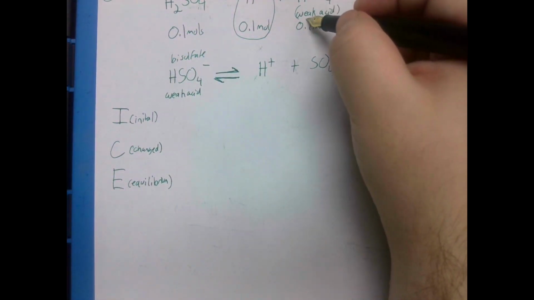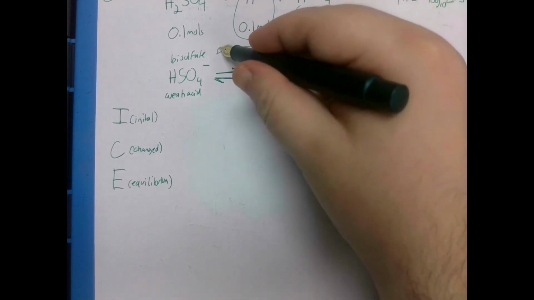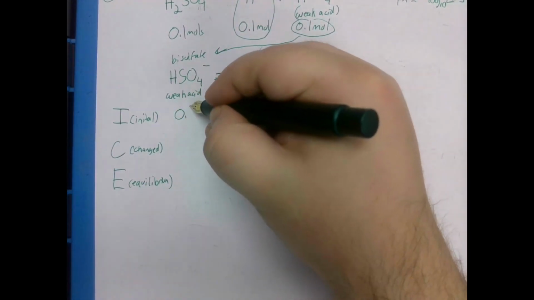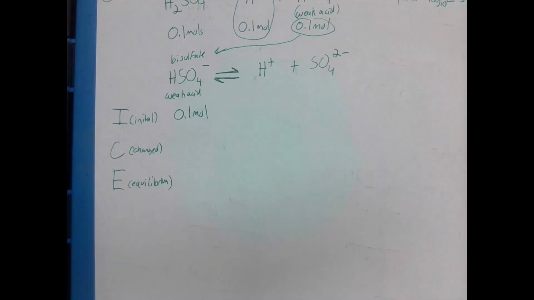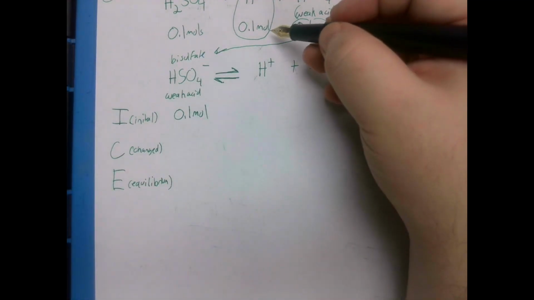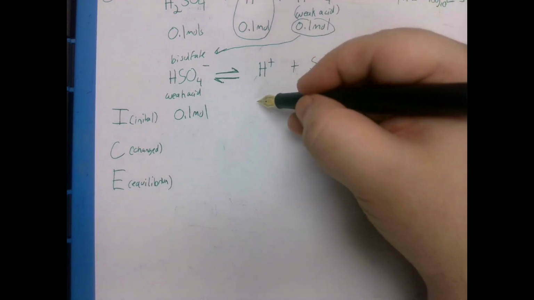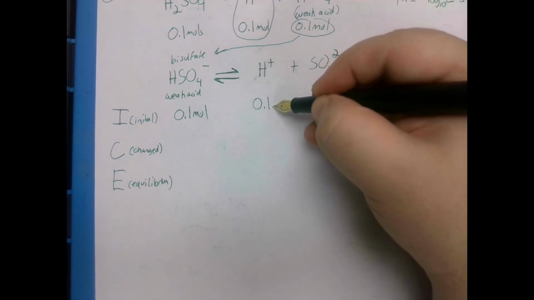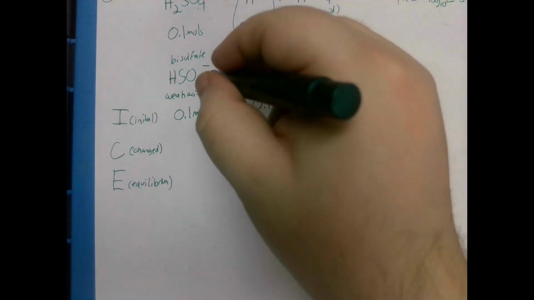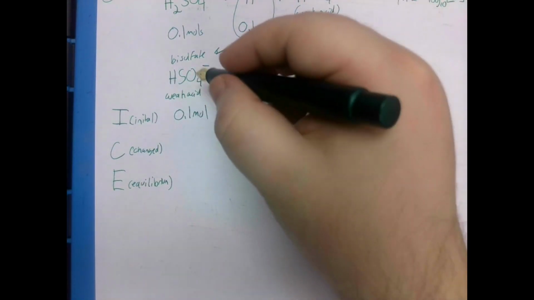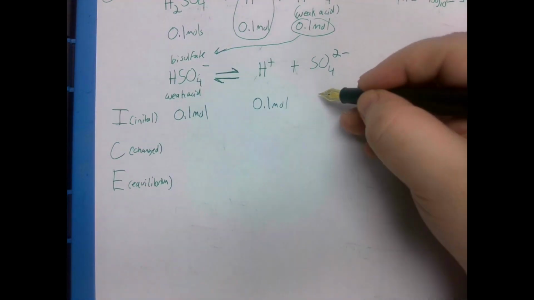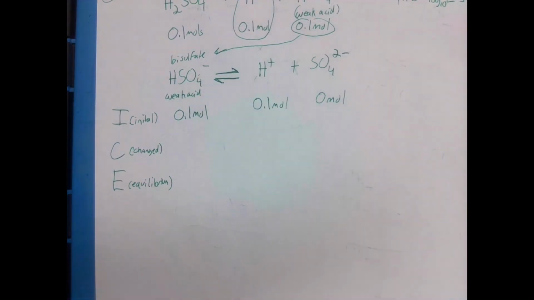Well, we end up with this many to start. So we have 0.1 mole of bisulfate. How many do we currently have in the water? Well, we initially have 0.1 mole, and we'll assume none of them have started reacting yet, so we have 0 mole of sulfate.